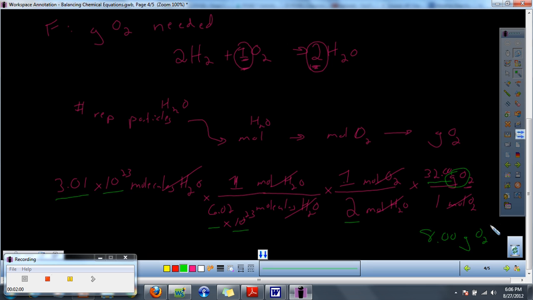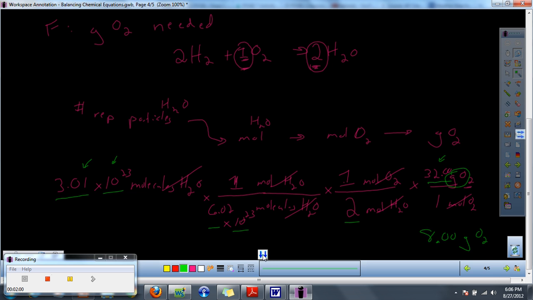If you didn't get that number when plugging into this calculator, it's probably because you were not using parentheses. I think the easiest way of solving problems like this is to take all of those numbers on the top, multiply them by each other, pressing enter between each function, and then divide by each of our denominators, pressing enter between each function. So I do this times that, enter, times that, enter, divided by 6.02, enter, divided by 10 to the 23, enter, divided by 2, enter. And so that should give you 8.00 grams of O2.